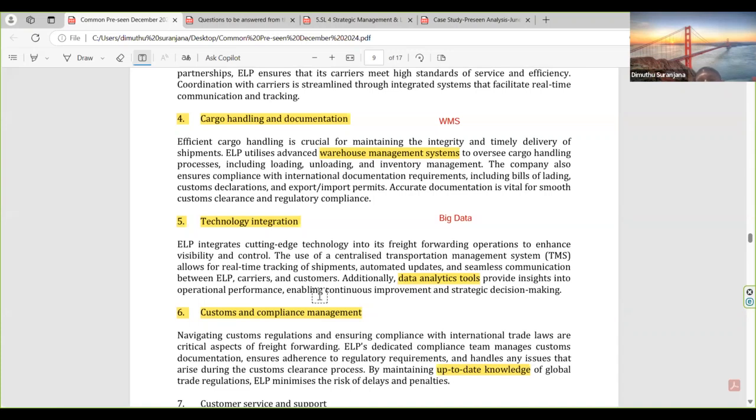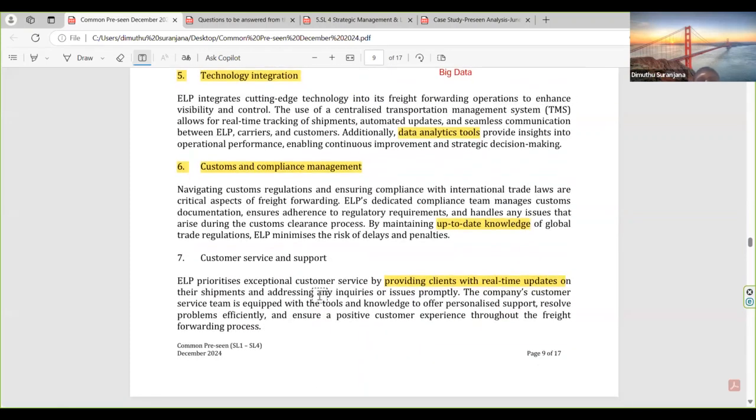Data analytics tools. Now, if you go through what I have discussed up to now, I mentioned a few key topics which can be testable. If you have noted them down, you have to carefully connect those theories with this given scenario and prepare for that. Additionally, data analytics tools provide insight into operational performance, enabling continuous improvement and strategic decision making. Then customs and compliance management.